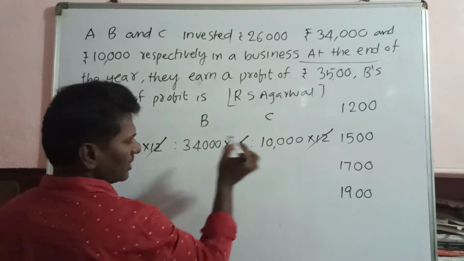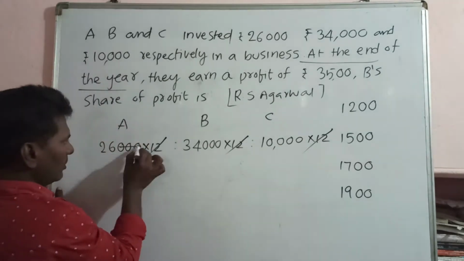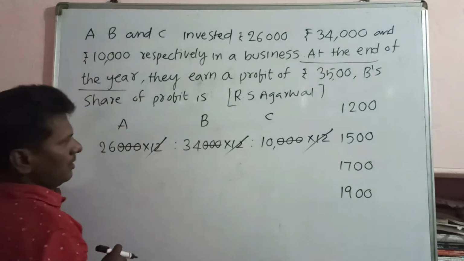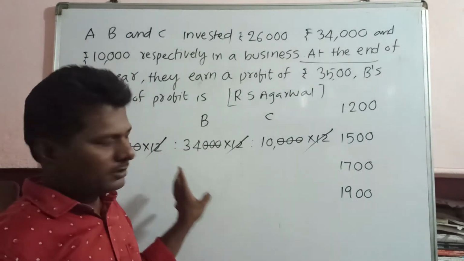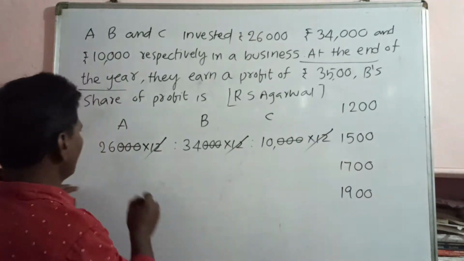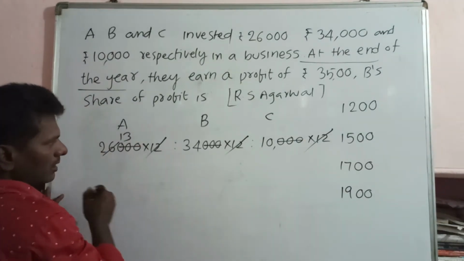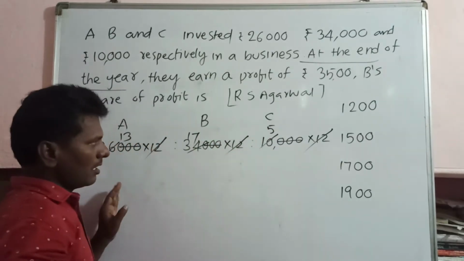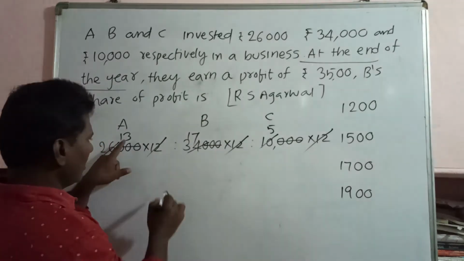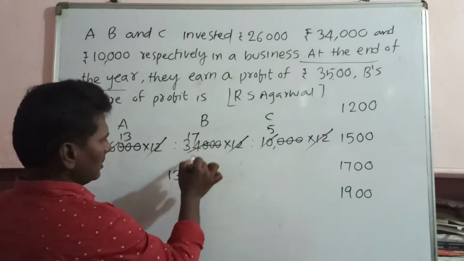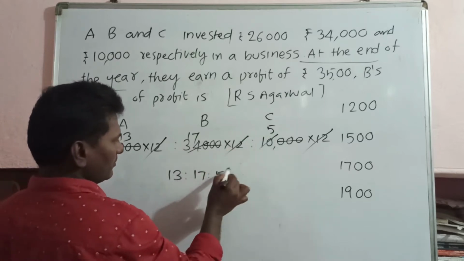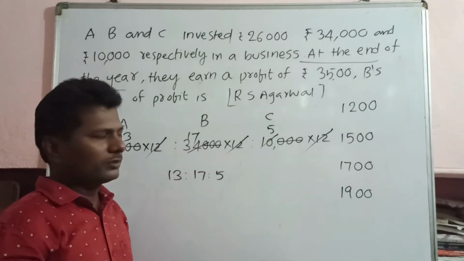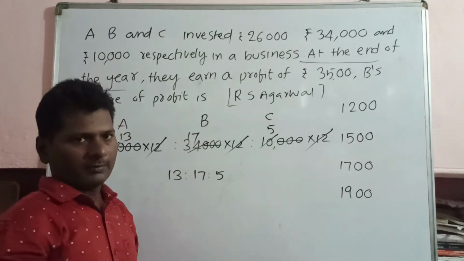Put ratio symbols here first. 3 zeros, 3 zeros, 3 zeros gets cancelled. Again I am dividing these numbers by 2. 2 13s, 26, 2 17s, 2 5s. After cancellation, I got 13:17:5. In this ratio, we have to distribute that profit.